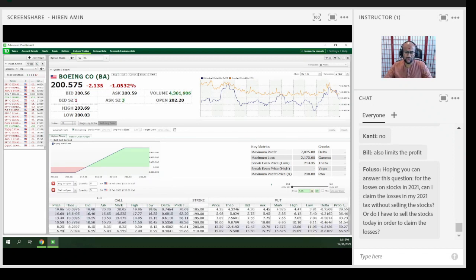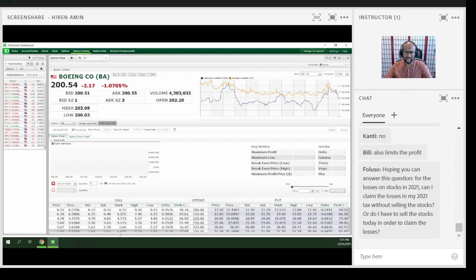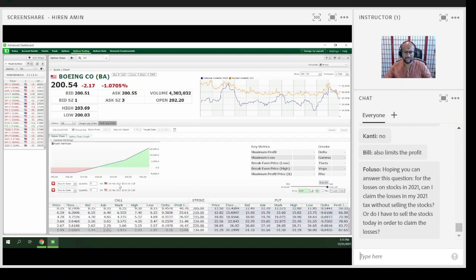You can simply click in here and just go to sell to open instead. Okay, and they'll adjust it there so you can sort it out. But in this way, you can do a bull call spread. There's a bear put spread. There's a bear call spread, bear put spread.